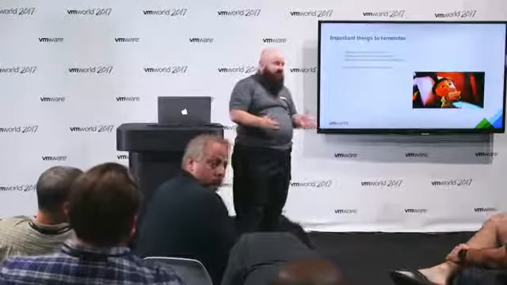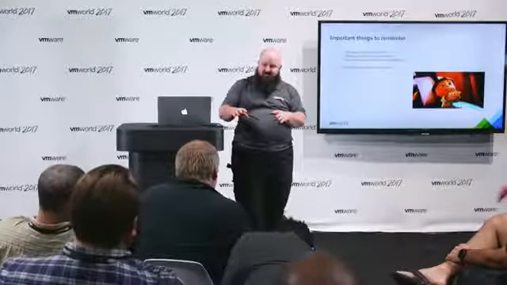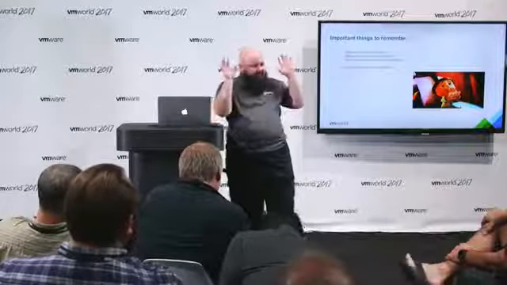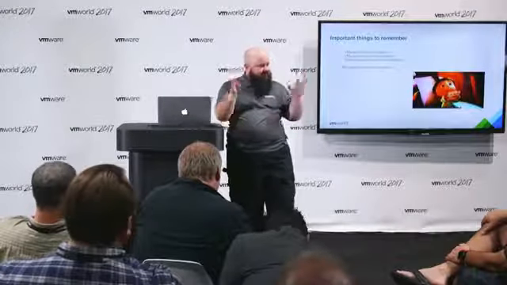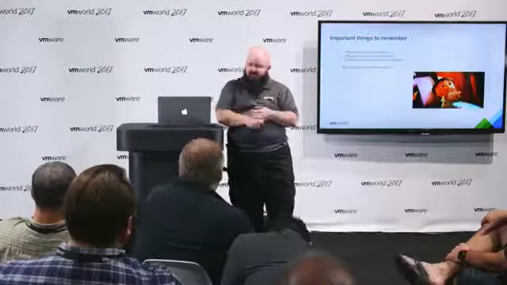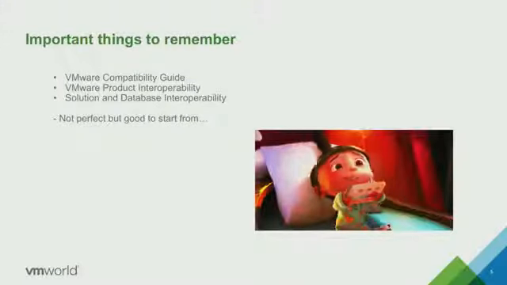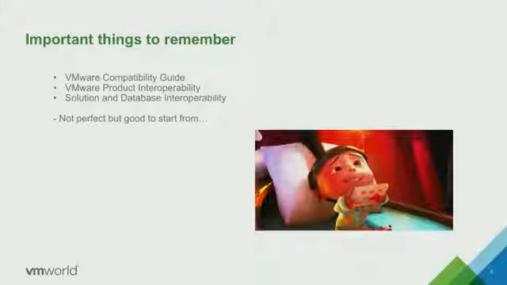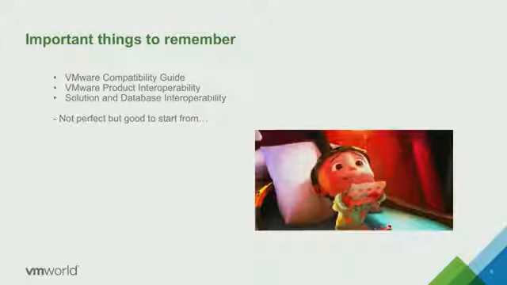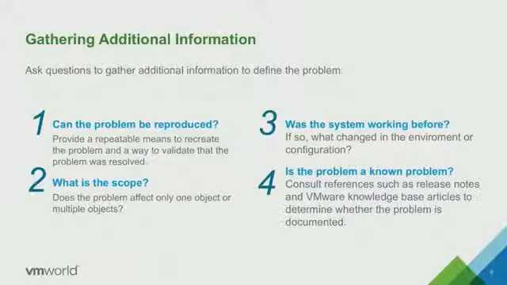Now, some things to remember. I know all of you have called support at one point or another. When I used to be in support, these were always the first questions we tended to ask. Is everything on the compatibility list? Have you checked the interoperability list? And so on, right? Let's get rid of those checkboxes first. That's easy. Once we've gotten those, it gives us a place to start from. Then we want to get more information.